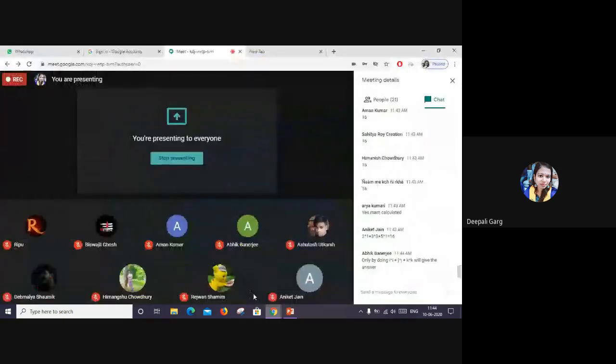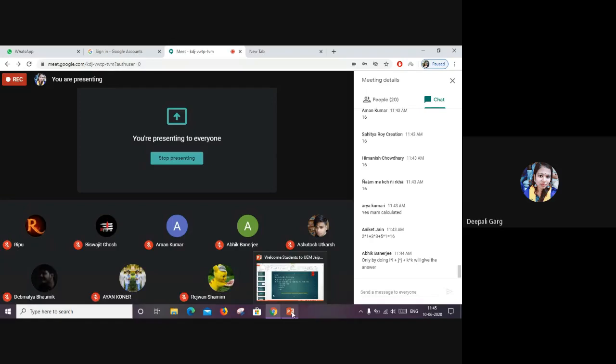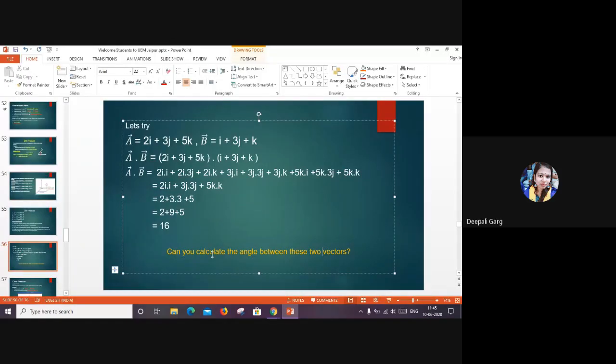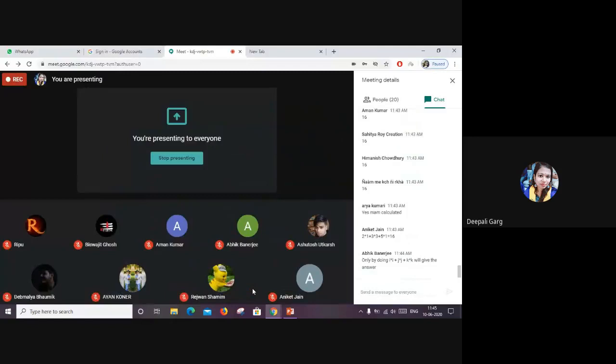Abhik is saying that by only doing i cap into i cap, j cap into j cap plus k cap into k cap, we will get the answer. Very good, Abhik. So you are totally right. Now the important tricky question is, can you calculate the angle between these two vectors? अगर आपको a वेक्टर b वेक्टर गिवन है, वहां से आप a वेक्टर b वेक्टर का एंगल निकाल सकते हैं क्या?